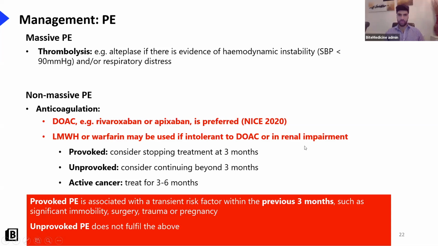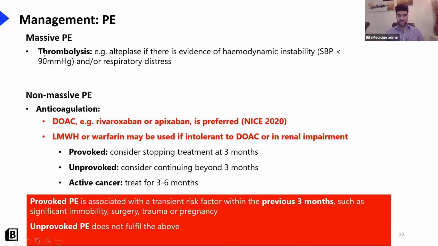Now, what's the difference between a provoked and an unprovoked PE? Provoked PE is one where there's a transient risk factor within the previous 3 months, such as immobility, surgery, trauma, pregnancy, etc. An unprovoked PE is one where there isn't a transient risk factor within the last 3 months. So the first thing is if it's massive, you give them thrombolysis. If it's non-massive, you give them anticoagulation, of which the first line option is a DOAC. The length of treatment depends on whether it's provoked or unprovoked. That's the basic principles of managing a PE.